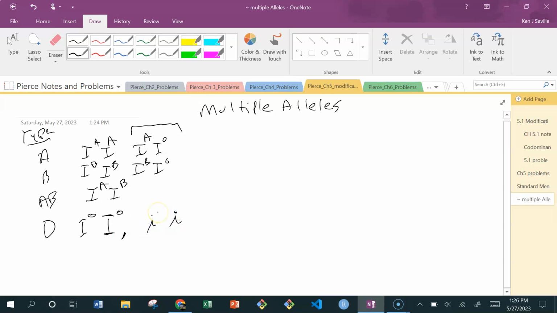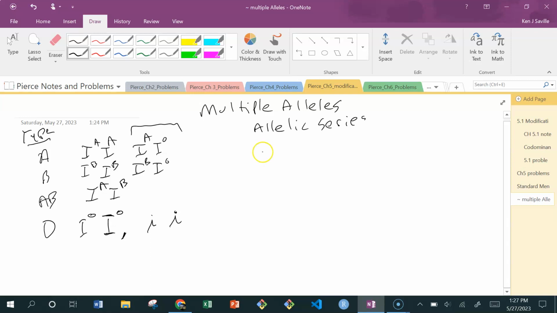So lowercase i. Because before we talked about a capital letter meaning dominant and a lowercase letter meaning recessive. The O allele is recessive to everything else, so we can give it a little i. So now we can describe this as what we call an allelic series, which describes the dominance relationship between different alleles of the same locus.